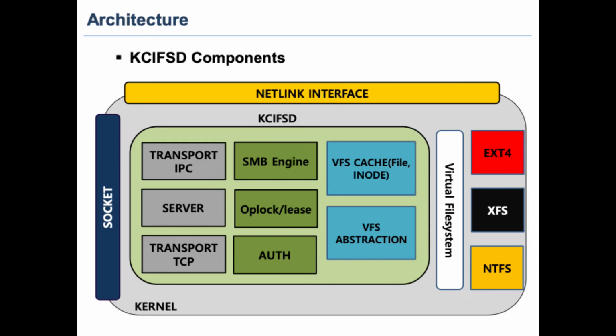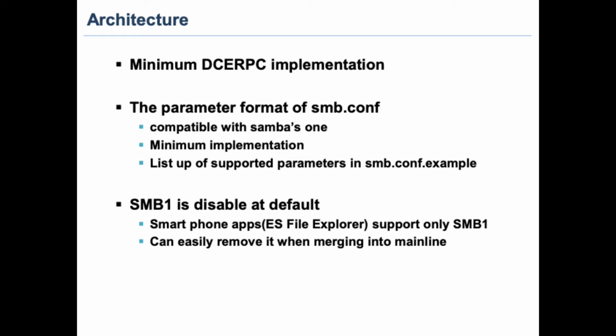The SMB engine component parses SMB requests and makes SMB responses. The auth component is for processing authentication. The VFS cache component is for file and inode handling, and cifsd can access the local file system via the VFS abstraction component. We implement minimum DCE/RPC commands to connect it with Windows clients.